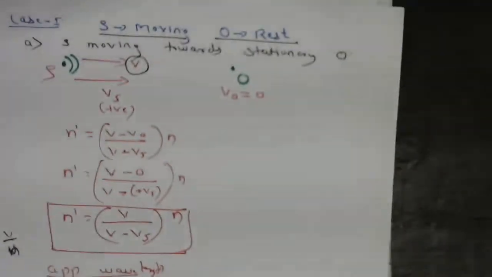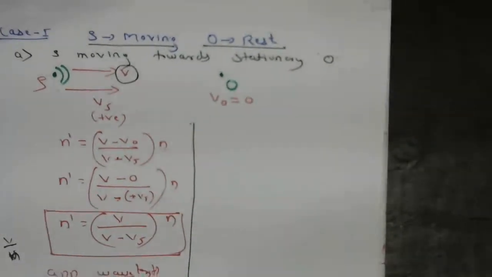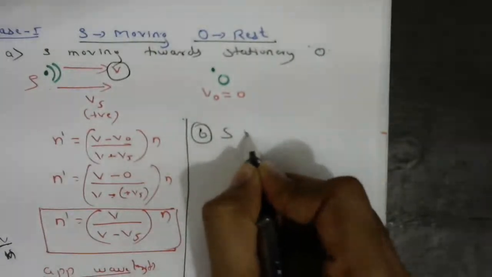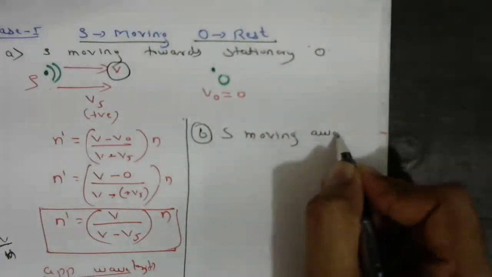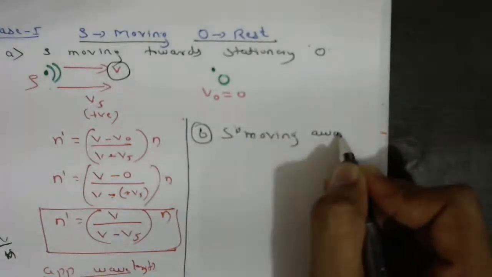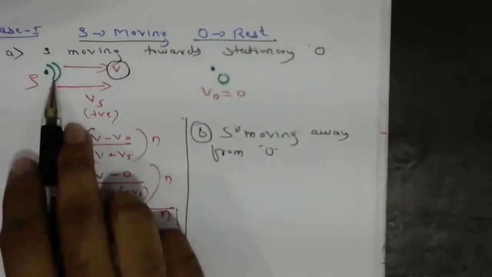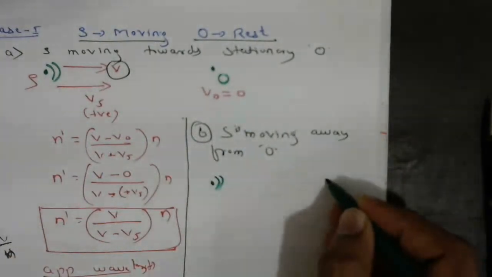Next, B case. B, source is moving away from observer. Here towards observer, now away from observer. Source and observer.